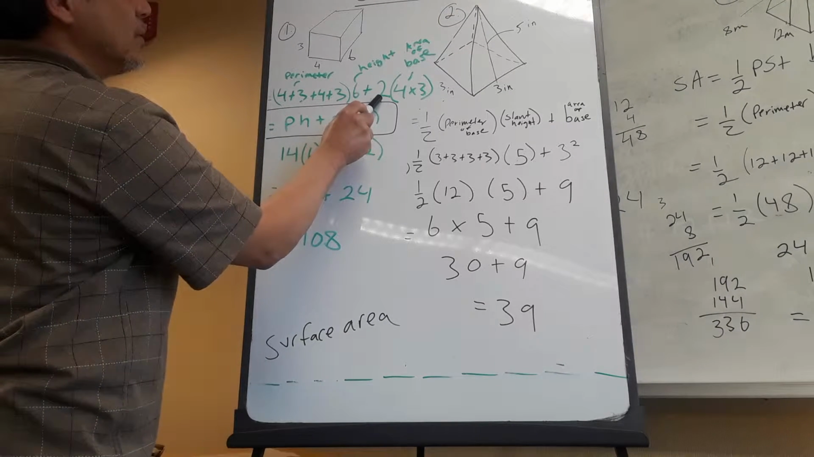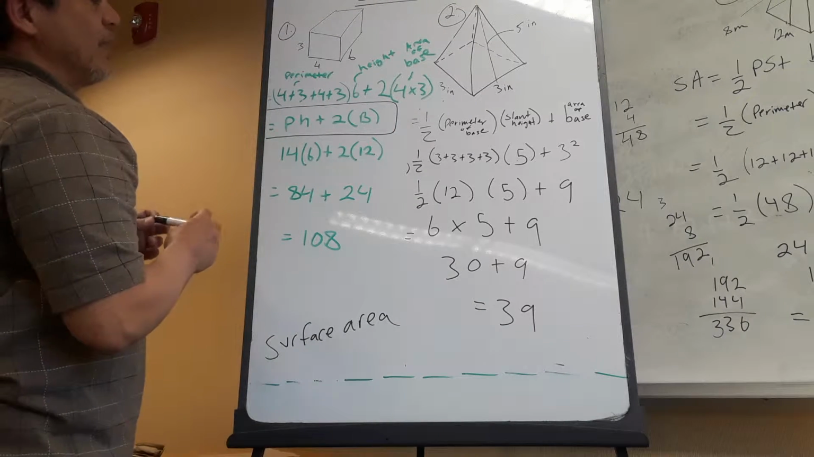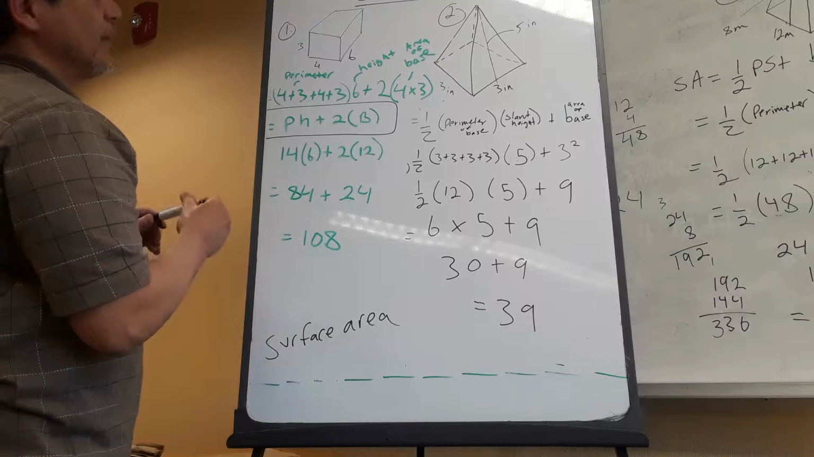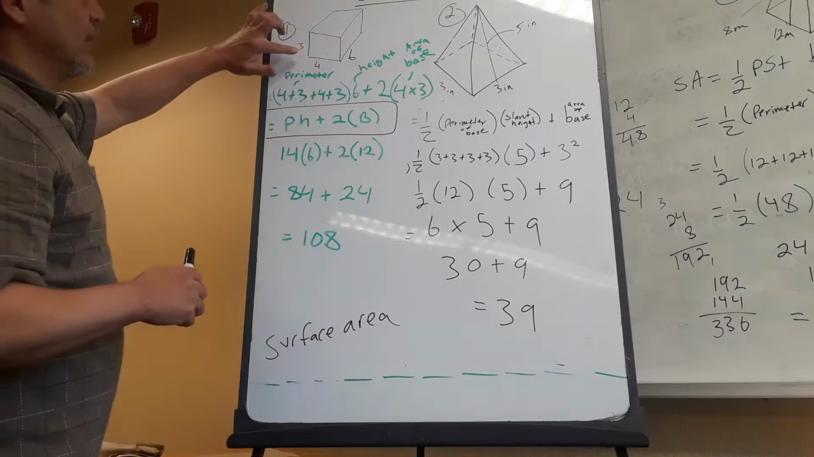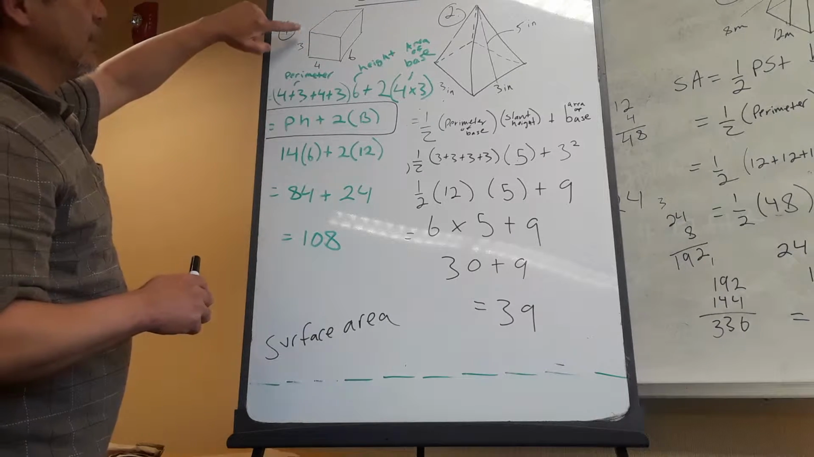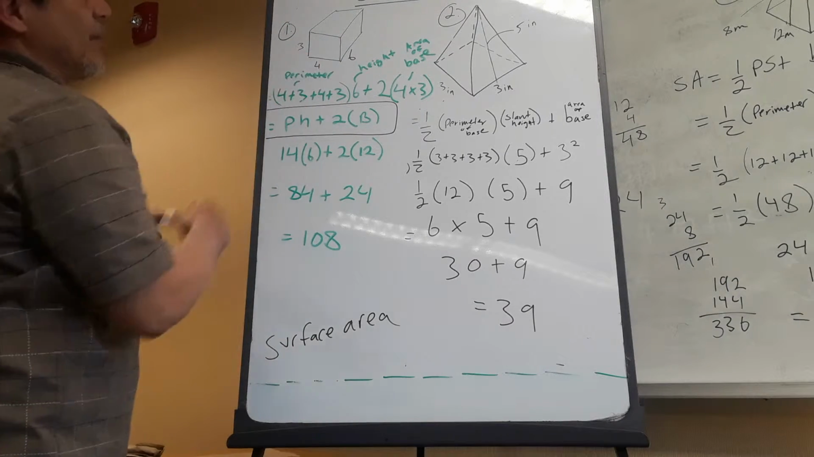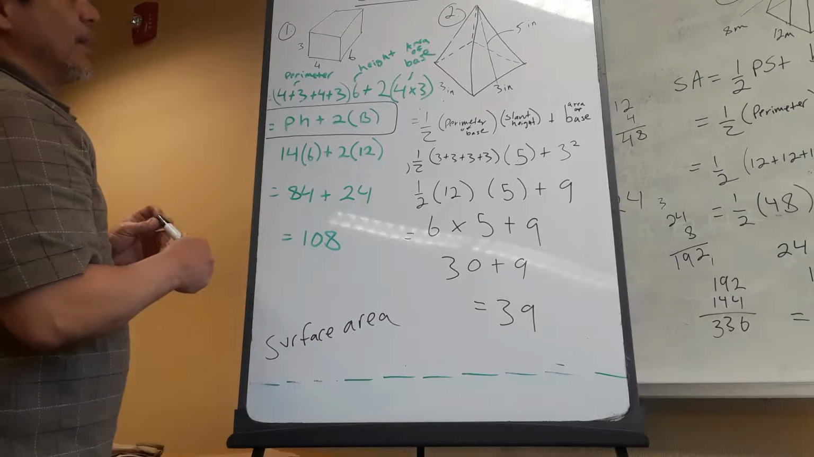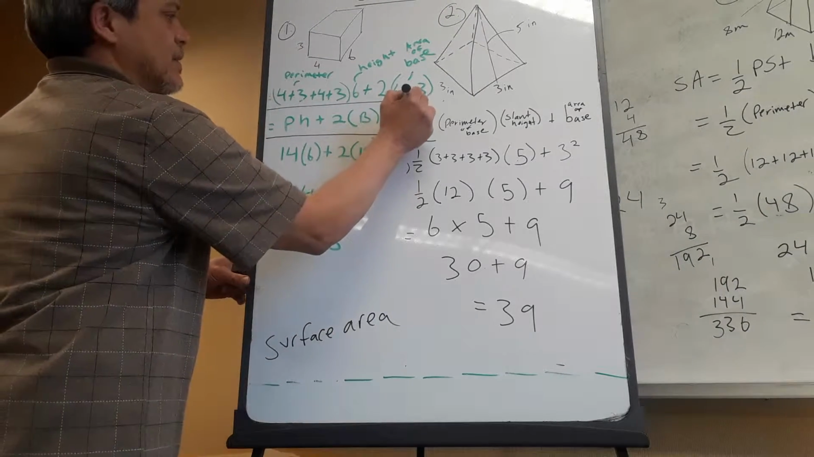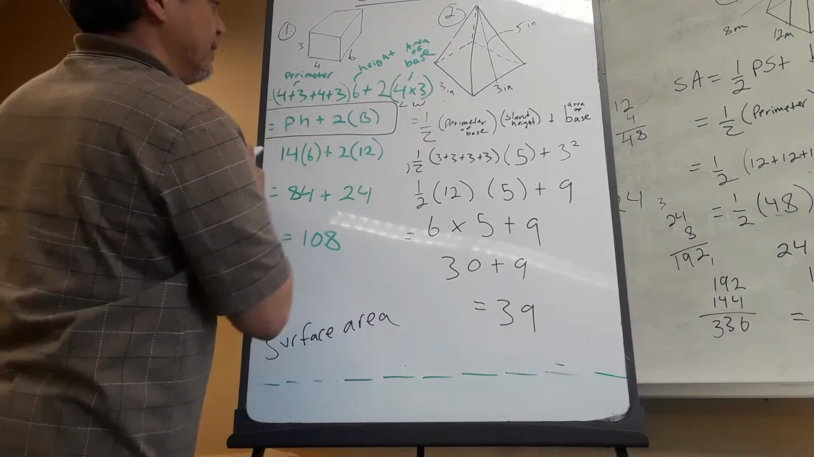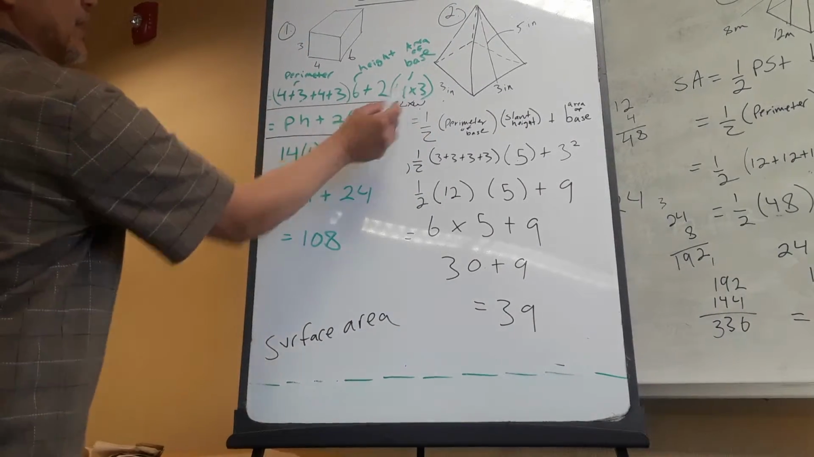Plus 2 times the area of the base. Again, this is the base. And how do we find the area of a rectangle? Because it is a rectangle. You see that the sides are not equal. This is 3 and this is 4, and this is 3 and 4. So they're not equal. So the area of a rectangle is length times width. You remember that. The length is 4, the width is 3, so it's 4 times 3.